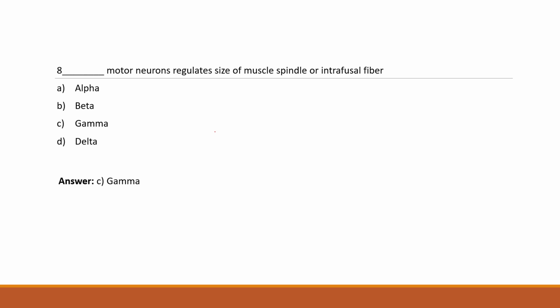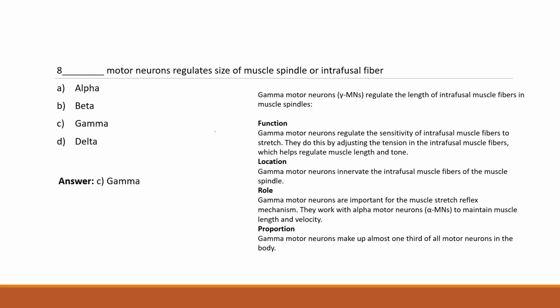So the answer for this is gamma. There are different motor neurons: alpha, beta, gamma, delta. Each one's location is slightly different. A few will be in your intrafusal fiber, a few in your extrafusal fiber, and a few help in maintaining the shape, a few help in maintaining the length, like that. So what regulates the size of the muscle spindle intrafusal fiber is your gamma. Gamma motor neurons are also known as gamma efferents. They regulate the length of the intrafusal muscle fibers in the muscle spindles.